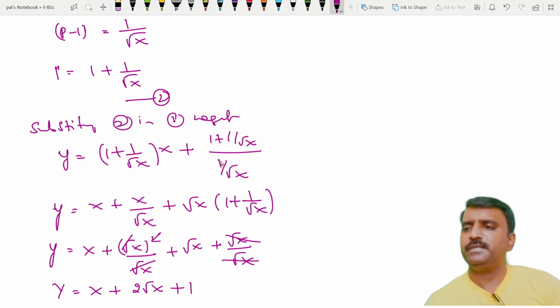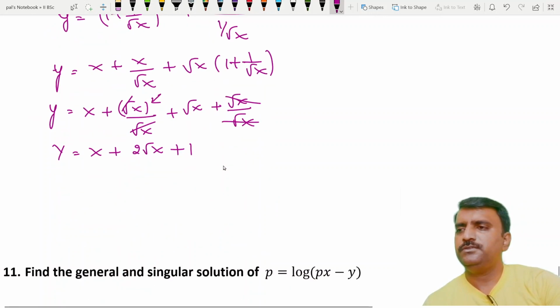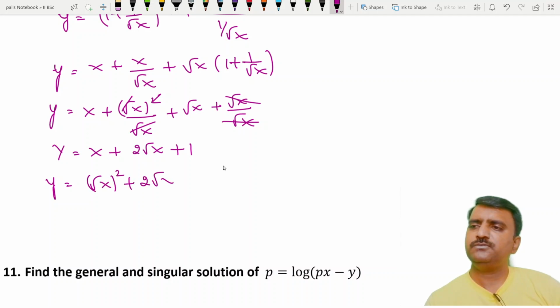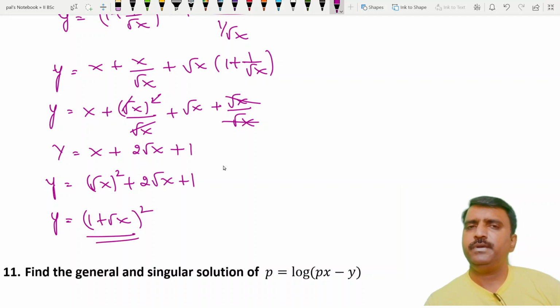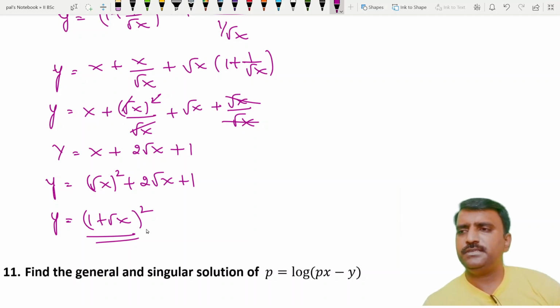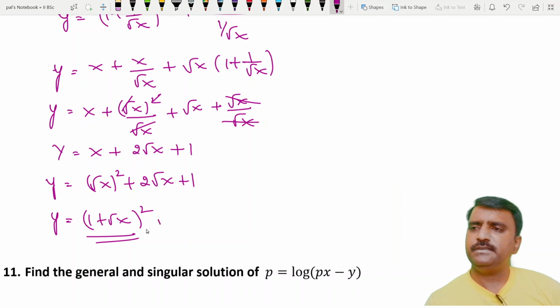plus 1, isn't it? So now you write y is equal to, this x can be written as root x whole square, plus 2 root x plus 1. So that is y is equal to (1 plus root x) whole square, because it is in the form of a square plus 2ab plus b square. You can write it as (1 plus root x) whole square, which is the required singular solution.